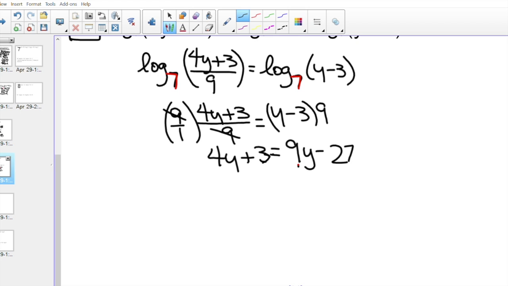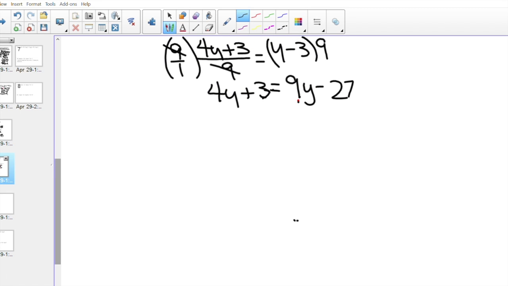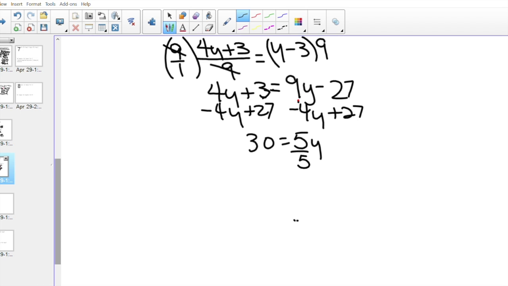Now, we have to solve this equation. Boy, aren't you glad that you know how to solve this type of equation? See, it's not even a challenge anymore. This is one of those little algebra problems where you subtract 4y from both sides, add 27 to both sides. So 30 is equal to 5y. You know how I'm doing this, I'm sure. Divide by 5, and y is 6.